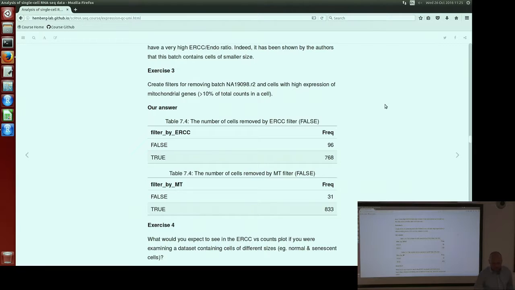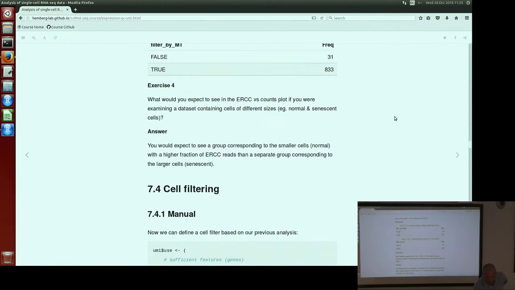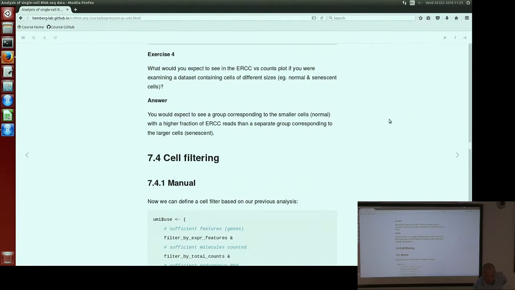All right, so the next exercise asks you what would you expect to see in the ERCCs versus counts plot if you were examining a data set containing cells of different sizes. So this is another problem with single cell data analysis. The amount of ERCCs actually depends on the cell size.